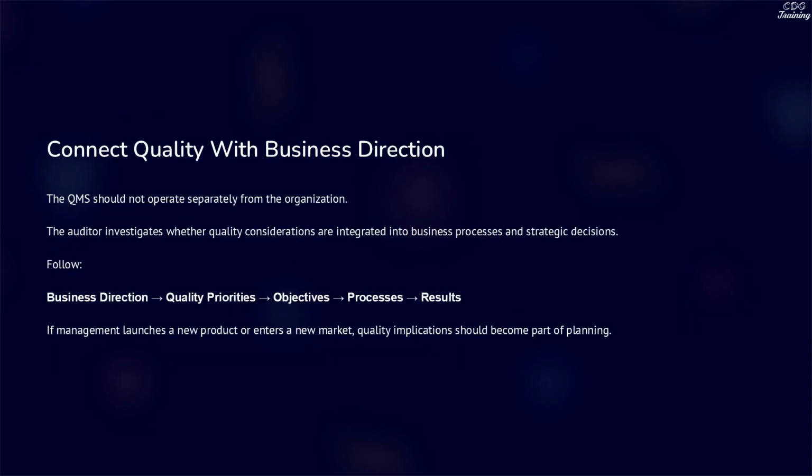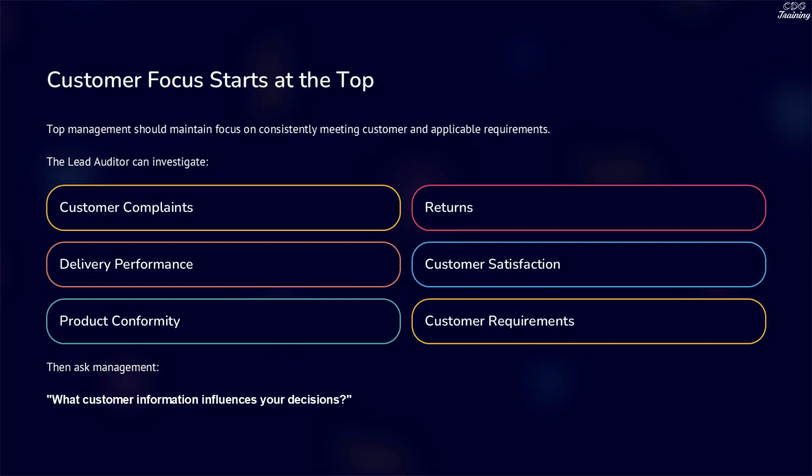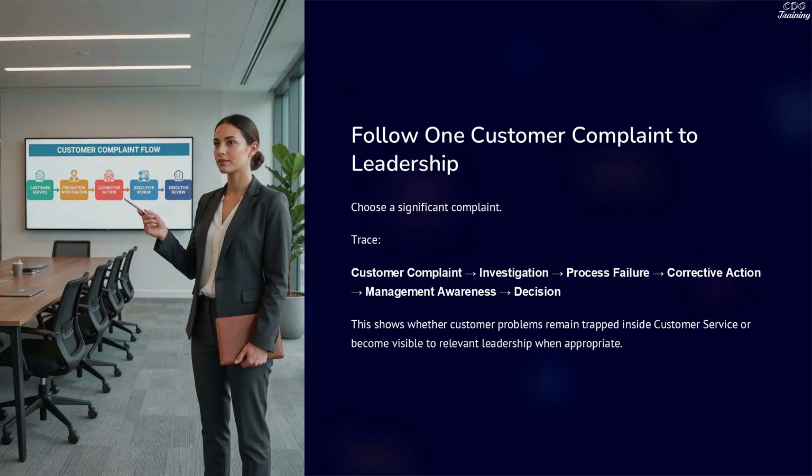Quality should be integrated into business processes and strategic decisions. Follow business direction, quality priorities, objectives, processes, and results to ensure quality is part of planning. Top management must focus on meeting customer and applicable requirements. Investigate customer complaints, delivery performance, product conformity, returns, customer satisfaction, and requirements. Choose a significant customer complaint and trace it through investigation, process failure, corrective action, management awareness, and decision. This reveals if issues are visible to leadership.